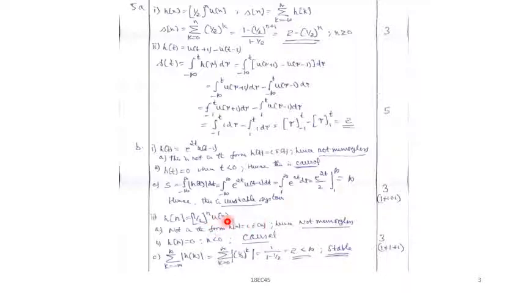Second problem is here. It is not memoryless because of u of n, so it is defined for n greater than or equal to 0. It is having past values also, so not memoryless. It is causal because h of n is equal to 0 for n less than 0.